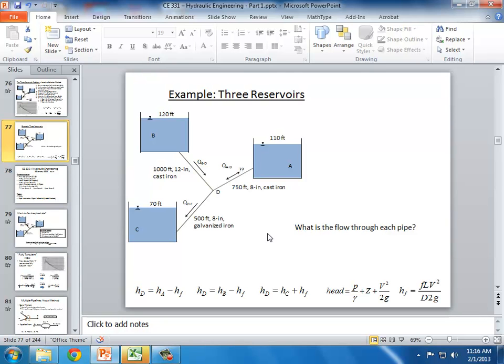All right, so this is what we're going to use as our relative roughness. And how about the galvanized iron? That looks like 7.5 times 10 to the negative fourth.